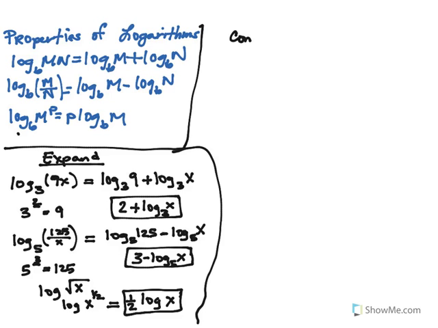Okay, so next we are going to condense. When we condense, we are condensing it down into a single logarithm. Condensing means we're going to condense it down into a single log term. So first of all, if you have coefficients, those coefficients condense into exponents.